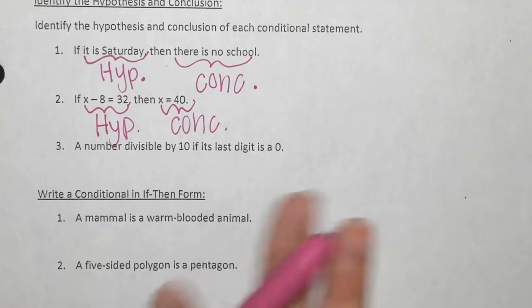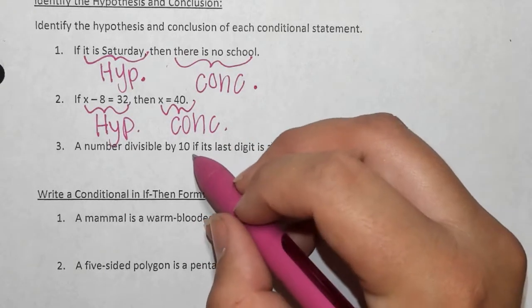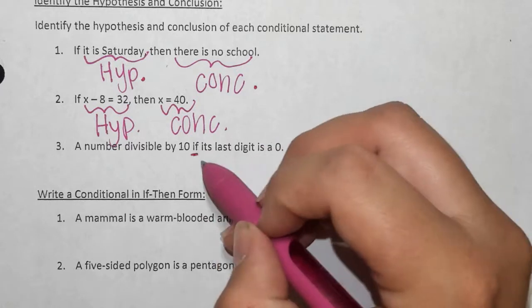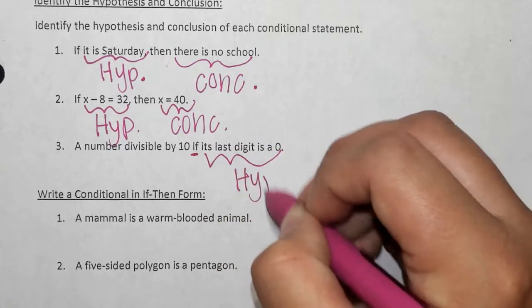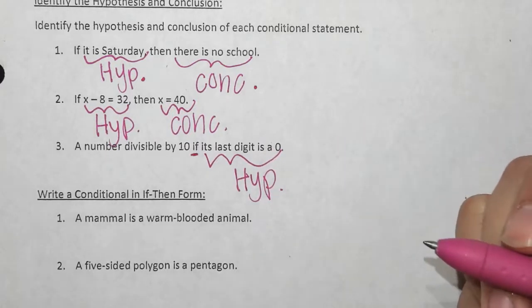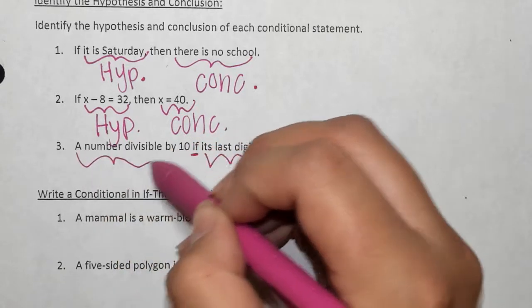Okay, 3 is different. I don't like it. It's weird. Here's the word if. If is at the end, which means my hypothesis is at the end. I don't see the word then. That's okay. The conclusion is just right here.